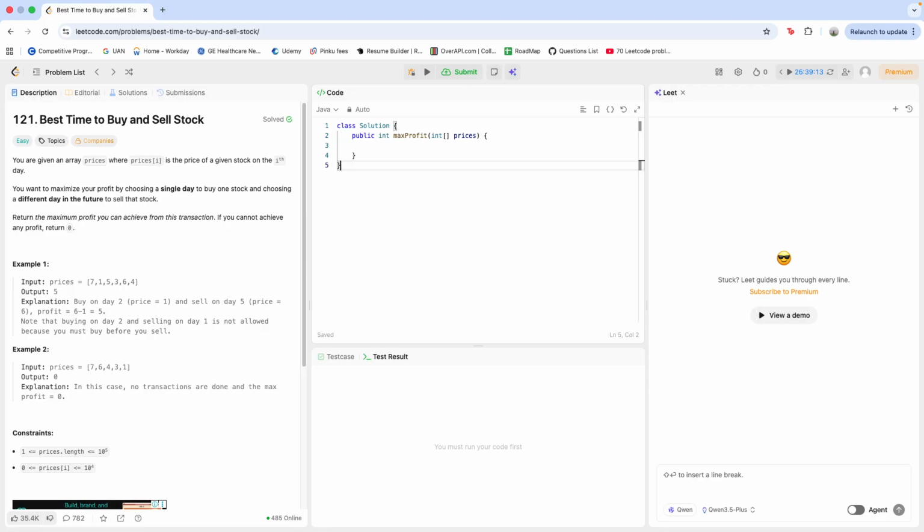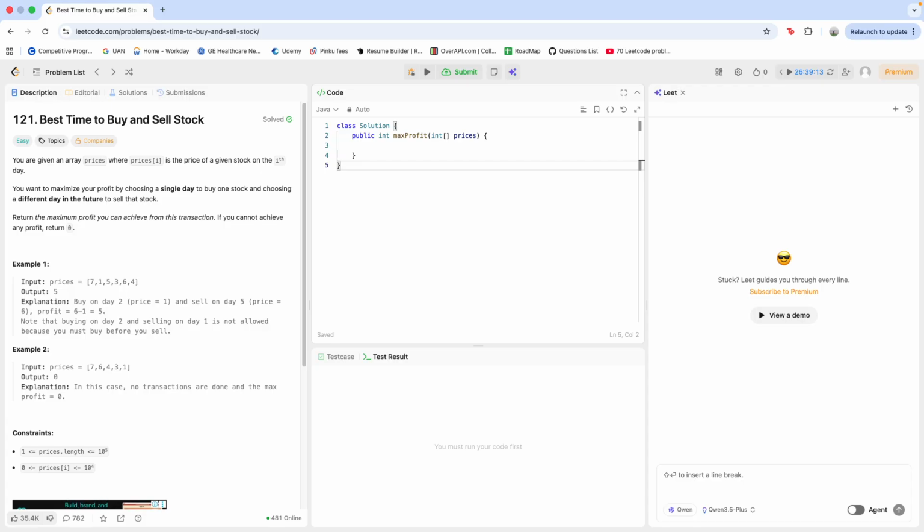So let's look at the example. We have the array prices with values 7, 1, 5, 3, 6 and 4. So if you buy at price 1 and sell at price 6, your profit is 5. That's the maximum possible profit. If prices keep decreasing, like 7, 6, 4, 3, 1, then no profit is possible. So the answer is 0, as we can see here.